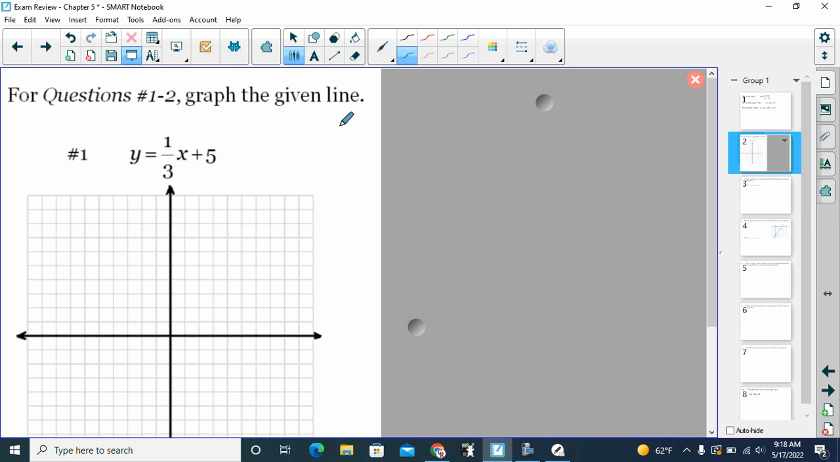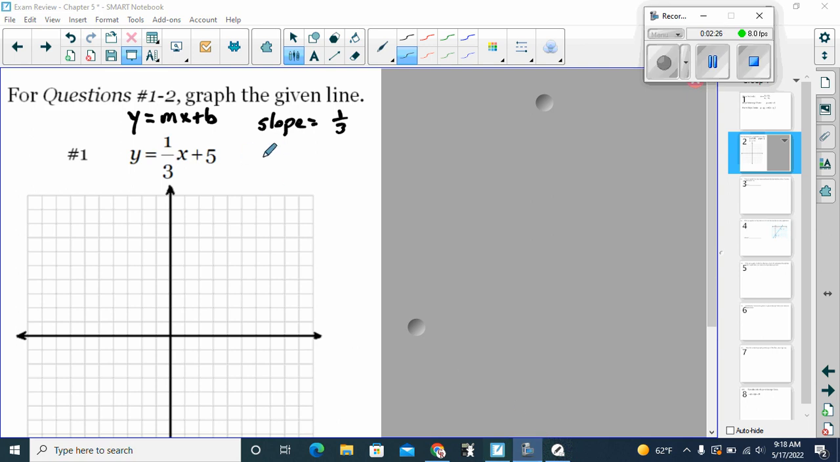We're graphing the given line. And in number 1, our equation is y equals 1/3 x plus 5. If we think through slope-intercept form, y equals mx plus b, m is slope, so I need my slope to be 1/3. And b is y-intercept. I need my y-intercept to be 5.